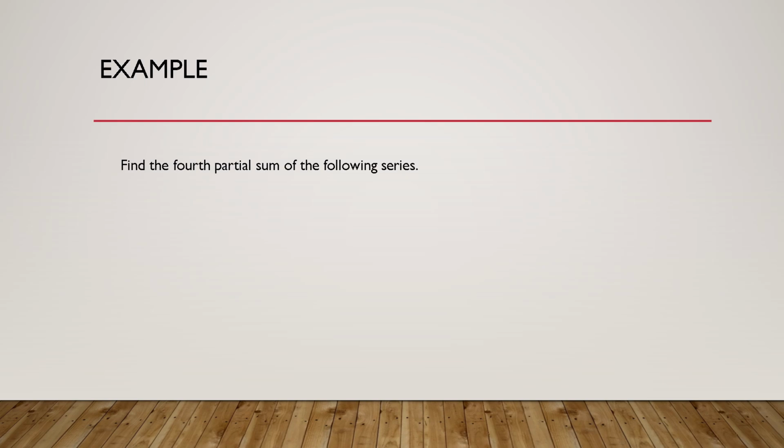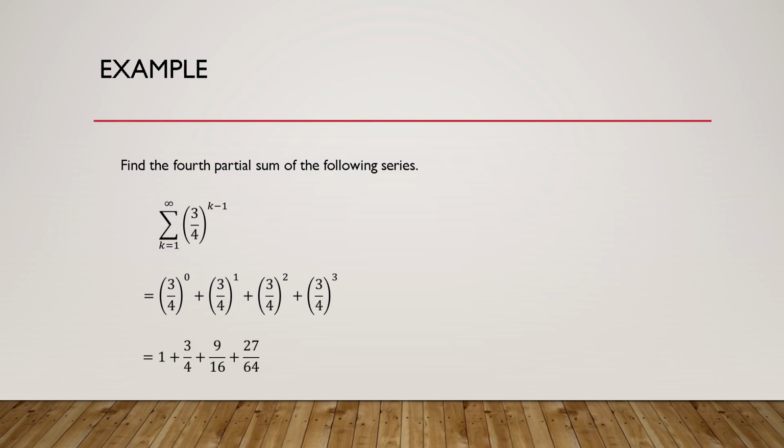For example, find the fourth partial sum of the following series, the sum from k equals 1 to infinity of 3/4 to the k minus 1. The sum of the first four terms would be 3/4 to the 0, plus 3/4 to the first power, plus 3/4 squared, plus 3/4 cubed. We take the exponents to get 1 plus 3/4 plus 9 over 16 plus 27 over 64. We set each term to the least common denominator of 64, or 64 over 64 plus 48 over 64 plus 36 over 64 plus 27 over 64, which equals 175 over 64.